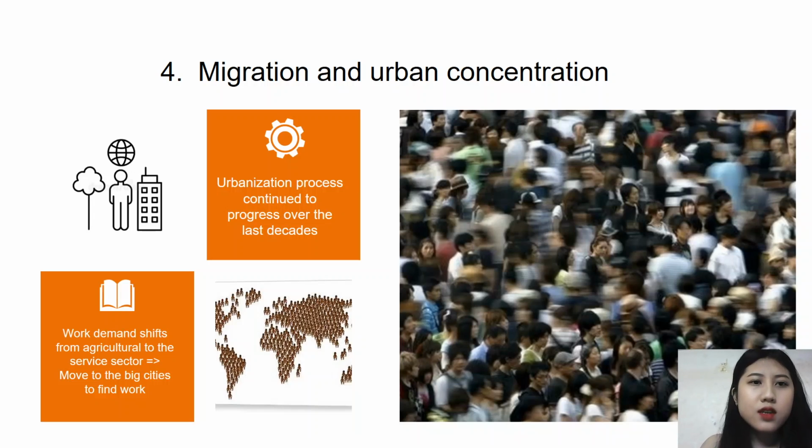The fourth reason is migration and urban concentration. Migration and urban concentration can lead to a local overpopulation. The urbanization process has continued to progress over the last decades. This is due to the fact that work demand shifted from the agricultural to the service sector. Thus, people have to move to the city to find work. As a result, this can lead to an overpopulation of certain areas.